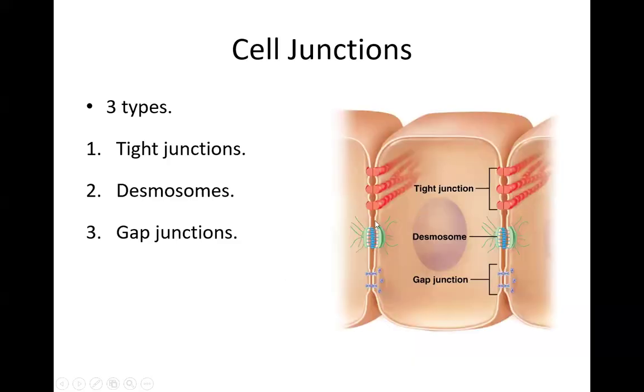So you see, these are our cells. There are three types of junctions. It's very important to know that. The tight junctions, the desmosomes, and the gap junctions. The easiest one to know are the gap junctions because they are tunnels, they are gaps. That's why they call them gap junctions, because through them the cells pass stuff to each other.